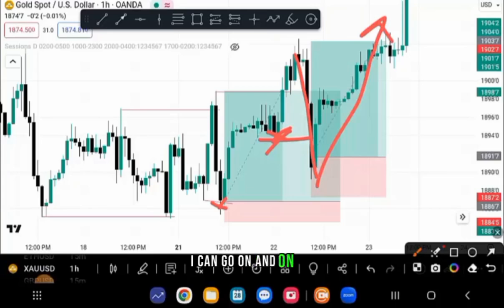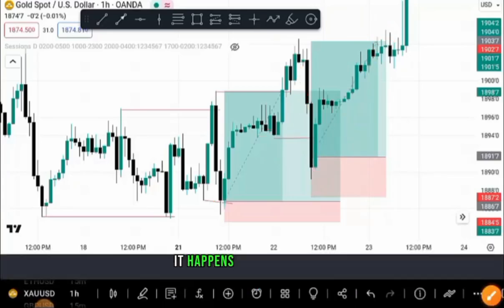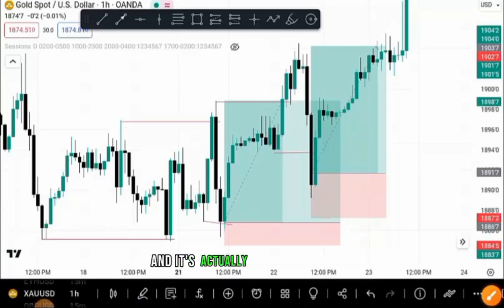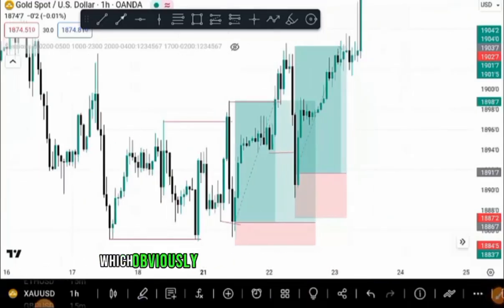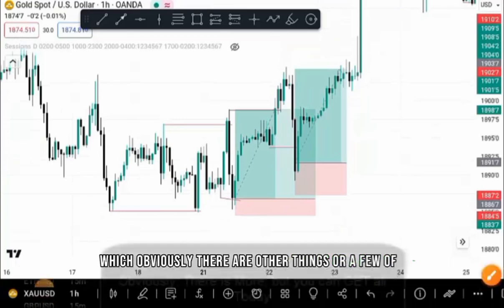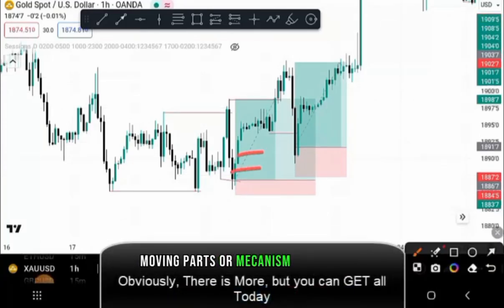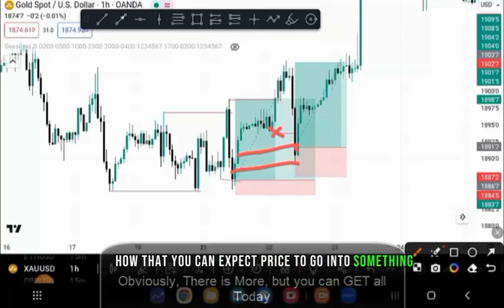I can go on and on to show you these examples. It happens all the time in price, and it's actually a high risk to reward ratio. Obviously, there are a few other moving parts or mechanisms to these trades, how you can expect price to go into something and move on.